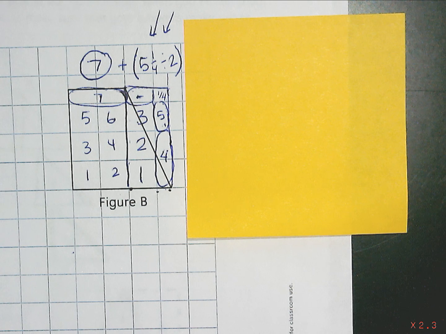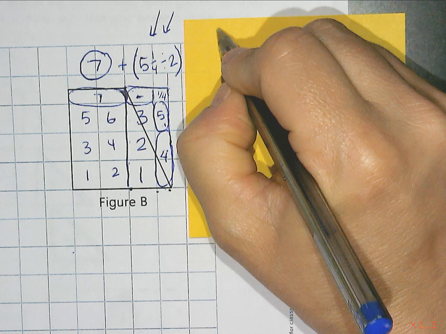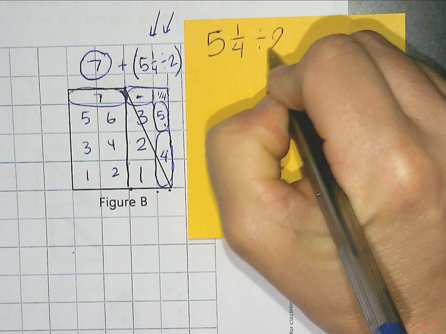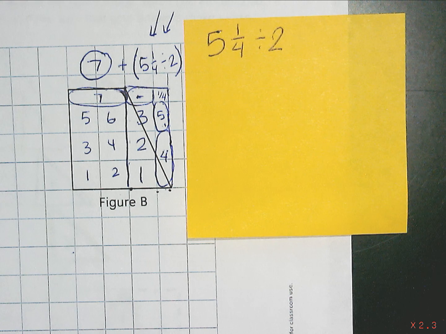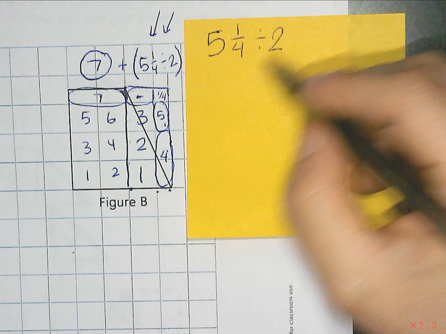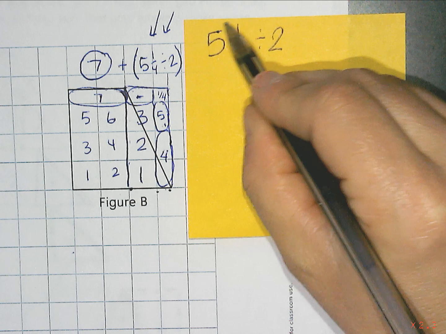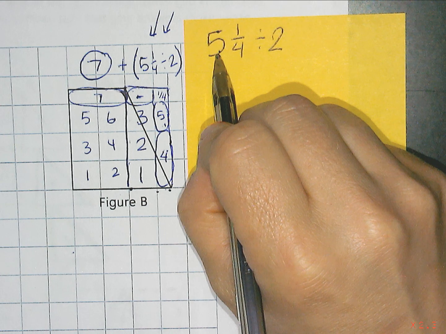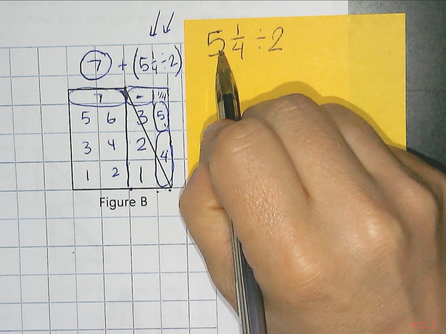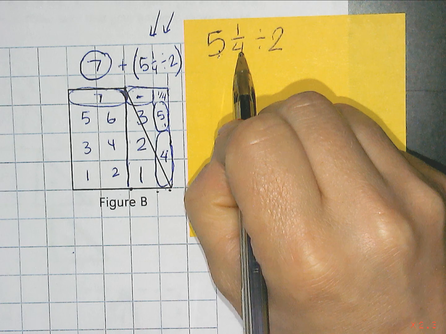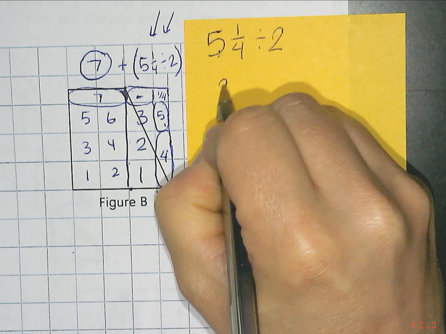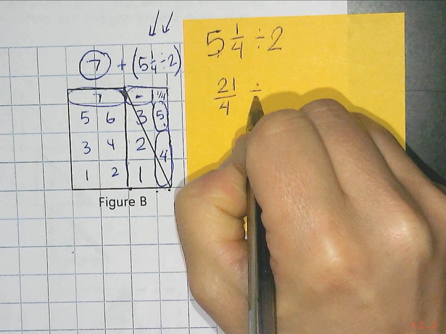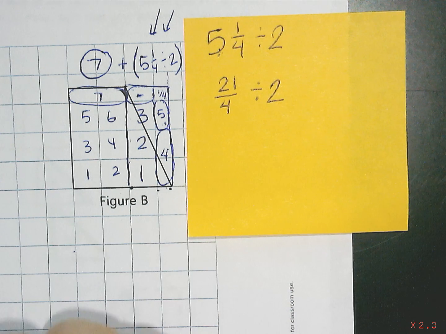All right. So I've been showing some mental math strategies of how I would do 5.25 divided by 2. I'm going to show us a different strategy for figure B. So I'm going to start by making this into an improper fraction. So I know that 5 wholes, if they're fourths, is actually 20 fourths. So 5 times 4 is 20, plus the one I have there, so that's 21 fourths. And I'm going to cut that guy into 2.